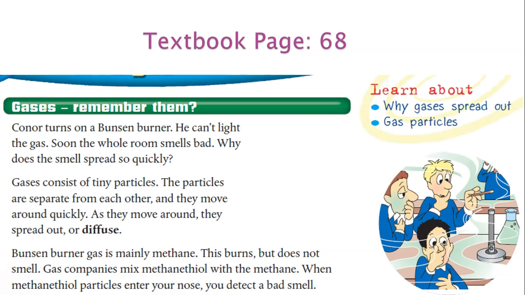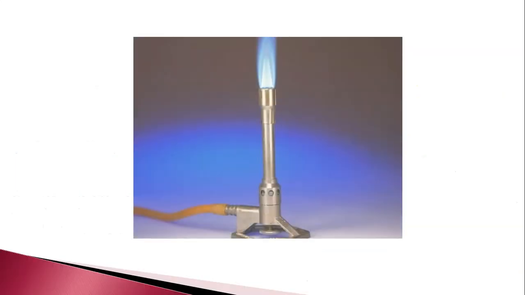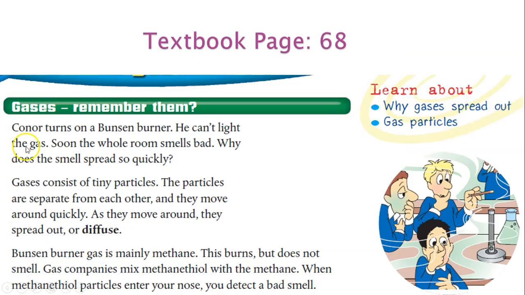Gases, remember them. Connor turns on a Bunsen burner. Do you know what a Bunsen burner is? It is a small adjustable gas burner that is used in a science lab. I'll show you the picture. This is the picture of a Bunsen burner. He turns on a Bunsen burner, but he can't light the gas. Soon the whole room smells bad.